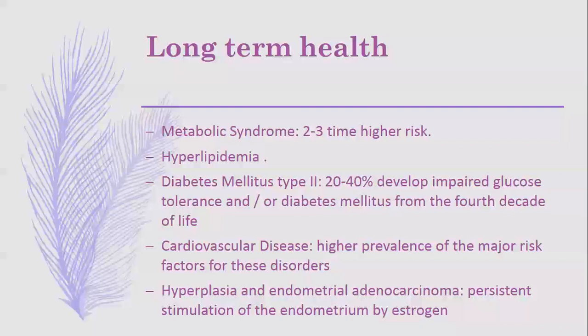Hyperplasia and endometrial adenocarcinoma: the uterus is continuously stimulated by estrogen, because the patient with PCOS has higher estrogen that continuously stimulates the endometrium. This stimulation, unopposed by progesterone, results in hyperplasia, and this hyperplasia in the endometrium can develop into adenocarcinoma.